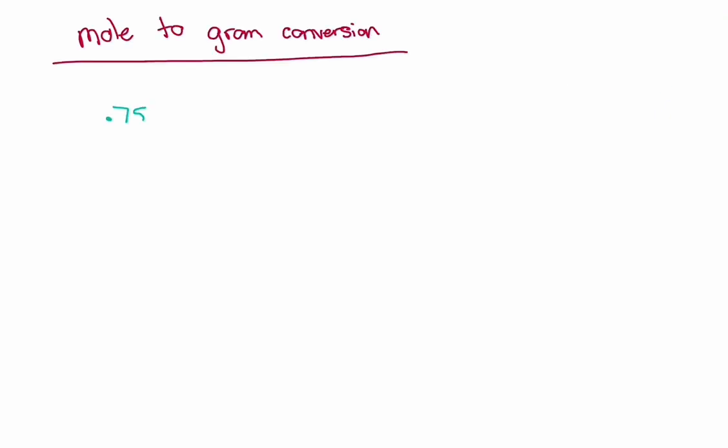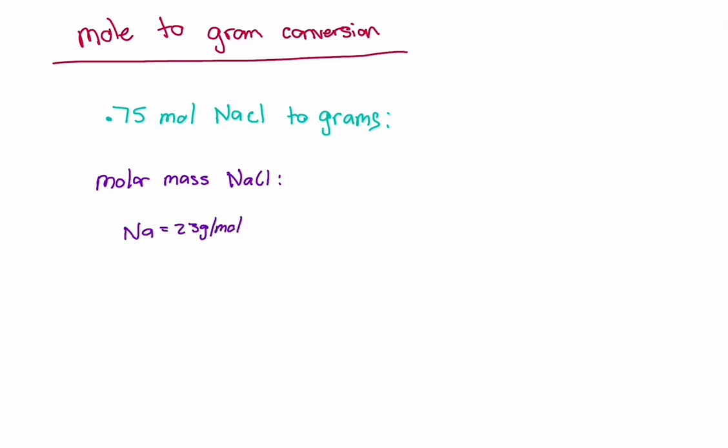Let's say we have 0.75 moles of sodium chloride, NaCl, and want to know the mass in grams. To find this, we use the molar mass of NaCl. Sodium, Na, has a molar mass of approximately 23 grams per mole, and chlorine, Cl, has a molar mass of approximately 35.5 grams per mole, giving us a total of about 58.5 grams per mole.